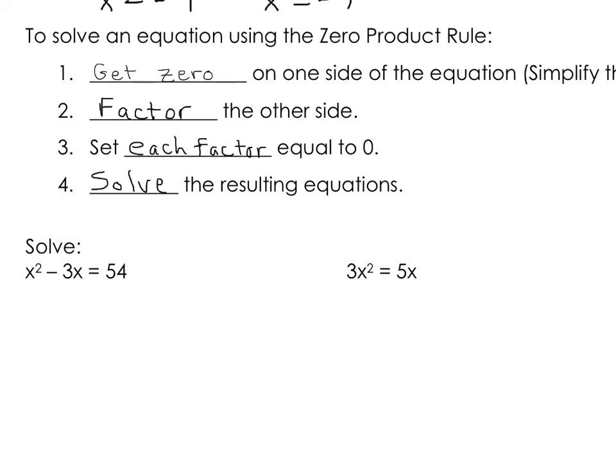So in general, to solve an equation using the zero product rule, we want to get 0 on one side. We have to have 0. Simplify the other side. Factor the other side. Set each factor equal to 0 and solve the resulting equations.